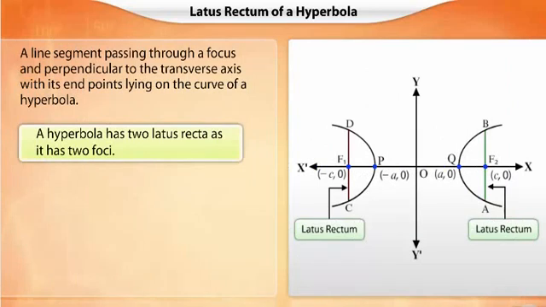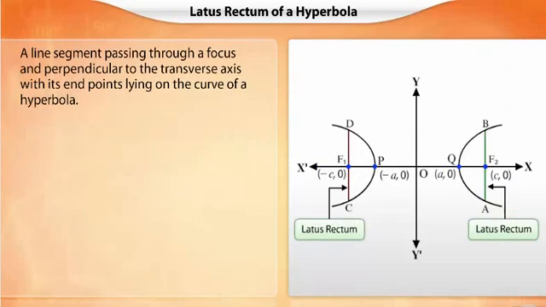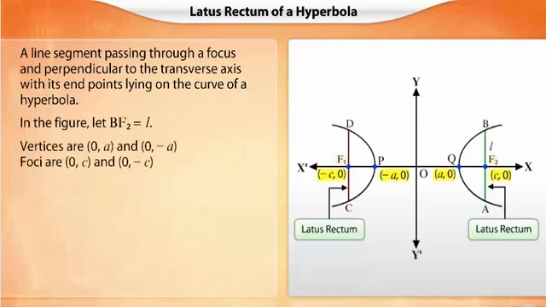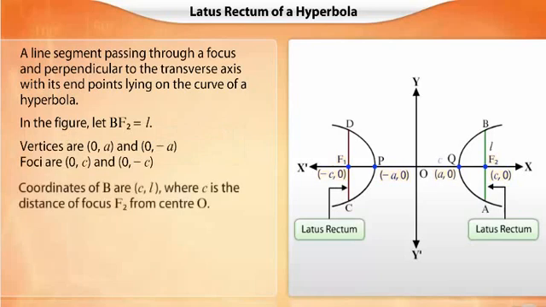Since the hyperbola has two foci, it has two latus recta. Let l be the length of the latus rectum BF2. The vertices and foci are shown here. If c is the distance of focus F2 from center O, then the coordinates of point B are (c, l).